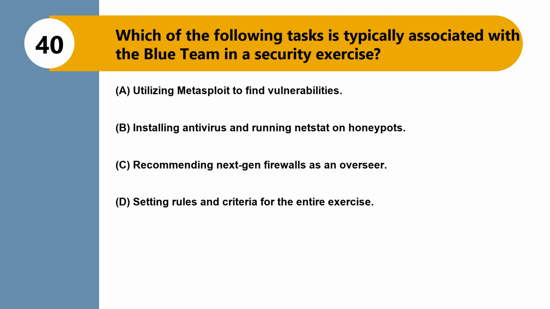Option A. Utilizing Metasploit to find vulnerabilities. Option B. Installing antivirus and running Netstat on honeypots. Option C. Recommending next-gen firewalls as an overseer. Option D. Setting rules and criteria for the entire exercise.